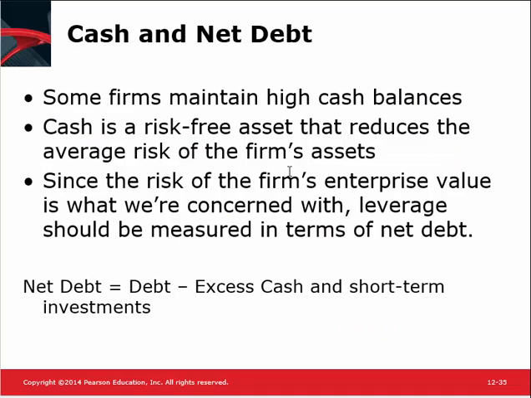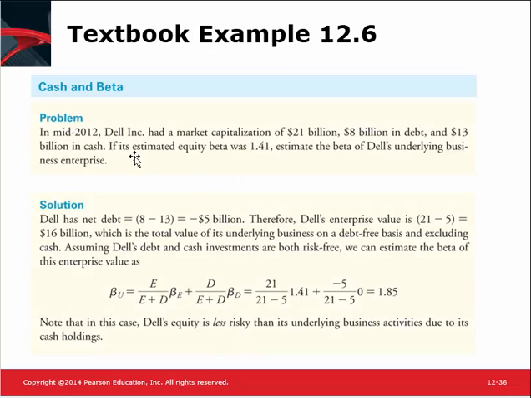Some firms have lots of cash. Cash is risk-free, so it obviously reduces the average risk of a company's assets. Since the risk is what we're concerned with, the leverage we use should be measured in terms of net debt. So the debt number in our calculations should be debt minus the excess cash and short-term investments. Here we have a capitalization of $21 billion: $8 billion in debt, $13 billion in cash.